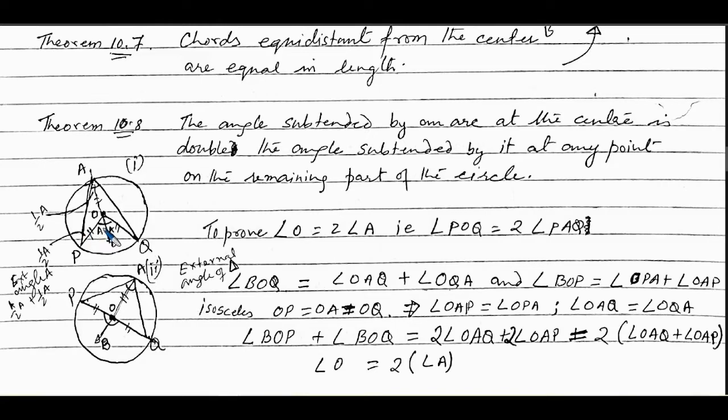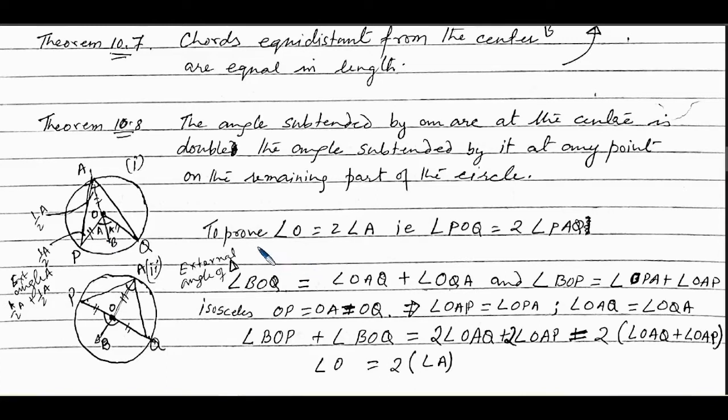And then, what is the exterior angle? I take this triangle AOP, and I extend this line. So this is the exterior angle. The exterior angle is the sum of the opposite two interior angles. So half A plus half A, so this angle is A. Similarly for this triangle also you can show that this is also A. So now this angle is twice A and this angle is A. So we have proved it.